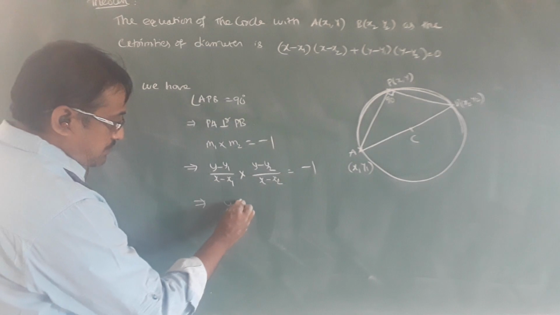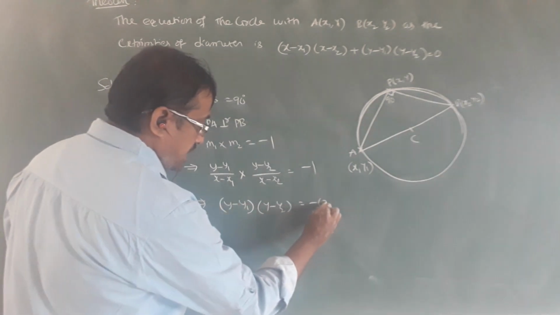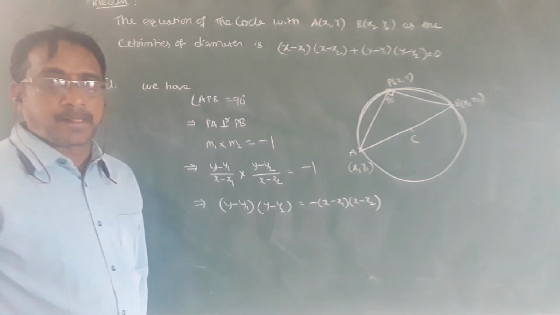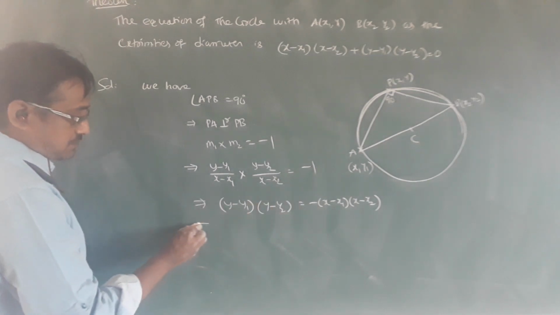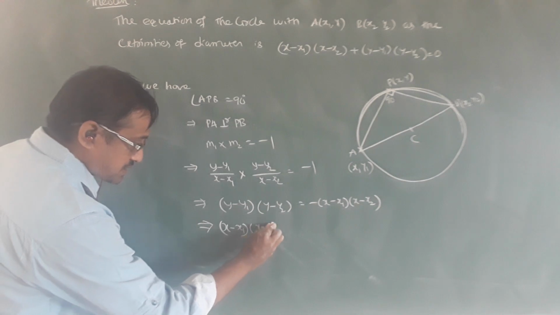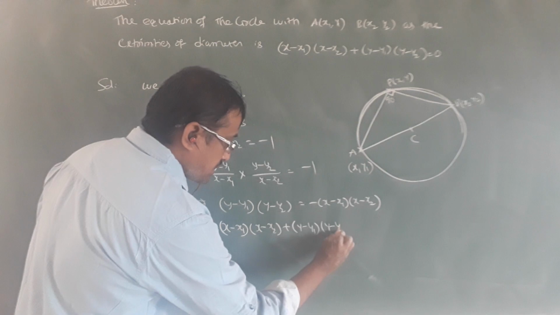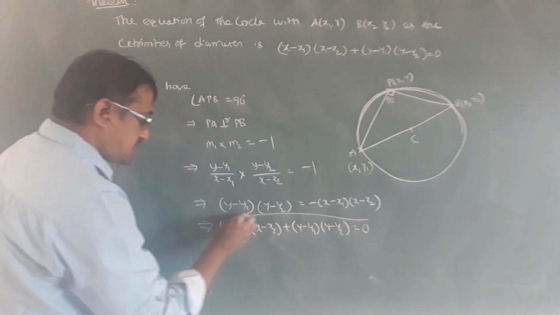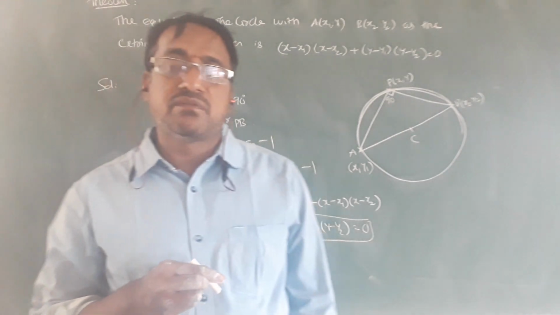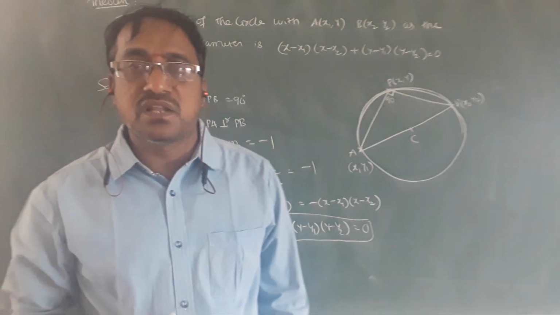So (y minus y1)(y minus y2) is equal to minus of (x minus x1)(x minus x2). Now take the term to the left side. You will get (x minus x1)(x minus x2) plus (y minus y1)(y minus y2) is equal to 0, which is the equation of the circle having A(x1, y1) and B(x2, y2) as the extremities of the diameter.